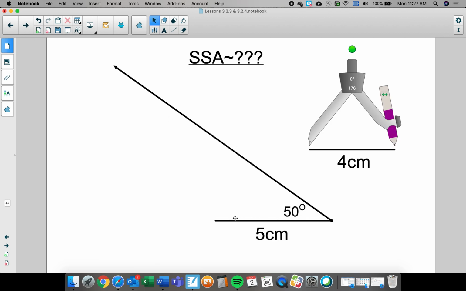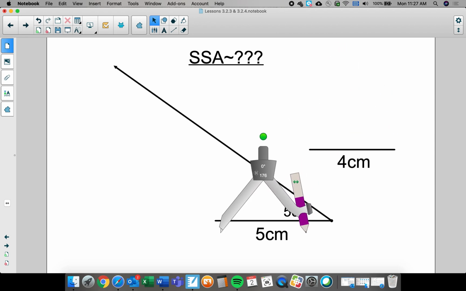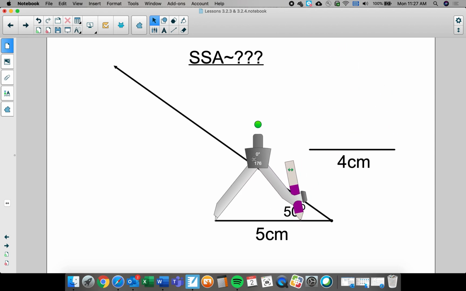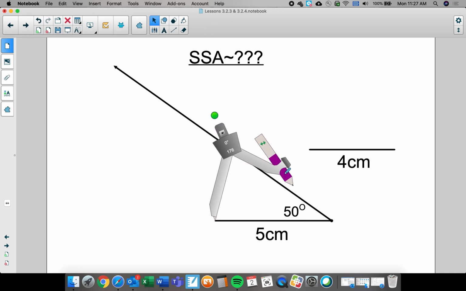So here's my 5, okay? Let's say that this side length right here is the length that's 4. And I'm trying to figure out then how, and I put 40 or 50 degrees here instead of 49, but you get the same idea. So here's the length of 4. What I want you to take a look at is I'm going to take that length and I'm going to match it up, and then I'm going to use this compass to figure out what's going on here.